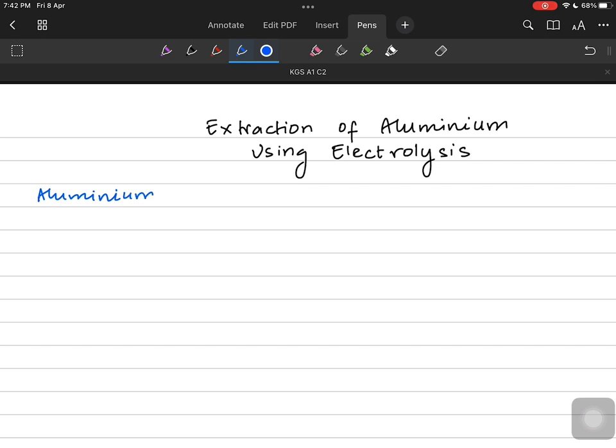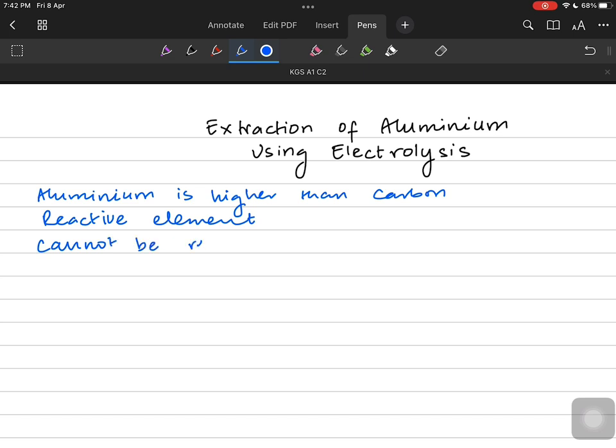When we talk about aluminium, aluminium is a metal which is higher than carbon in the reactivity series. And if you have watched the videos on metals, you would know that if some metal is higher than carbon, then it's a reactive metal. I was going to write very reactive, but that's not true for aluminium. So it's a reactive element, and since it's a reactive element, it cannot be reduced from its ore by carbon reduction. You can't heat it with carbon and expect it to be reduced.